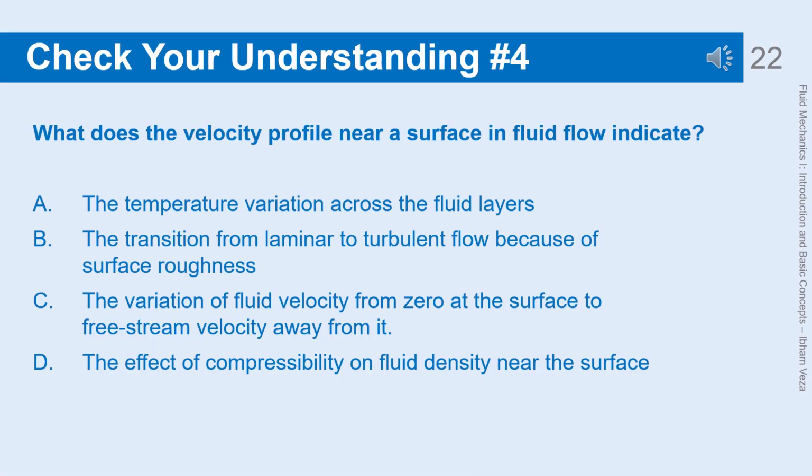Check your understanding number 4. This question reinforces that the velocity profile shows the variation of velocity from 0 at the surface to the free stream velocity. This is a direct consequence of the no-slip condition. This understanding is essential in boundary layer analysis. Without this concept, the distribution of shear stress cannot be explained. This question tests physical understanding rather than memorized definitions.